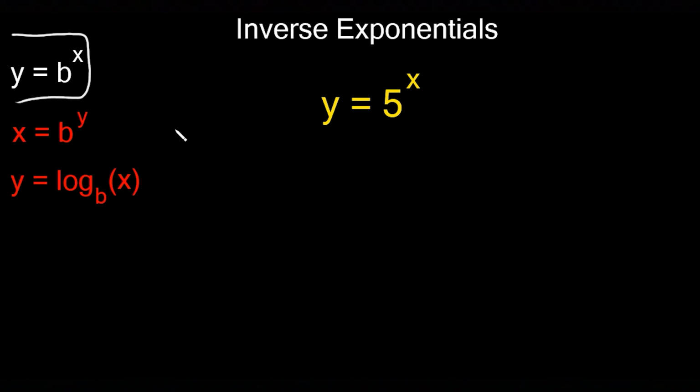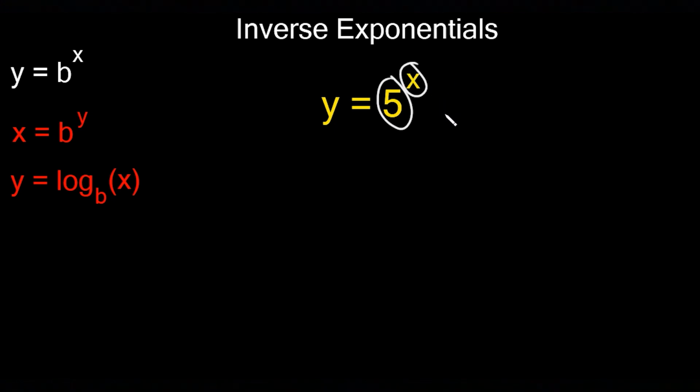Let me go ahead and get rid of all this here. Whenever you're taking the inverse of an exponential, your first goal is to always isolate the base and the exponent. So for example, I can see that my base here is 5 and my exponent is x. I have the entire thing isolated. I don't have to do anything else here.